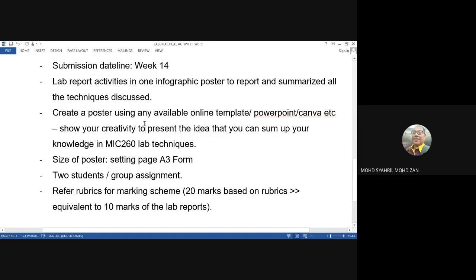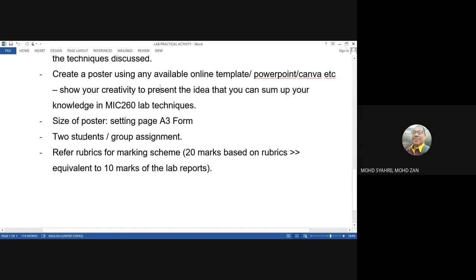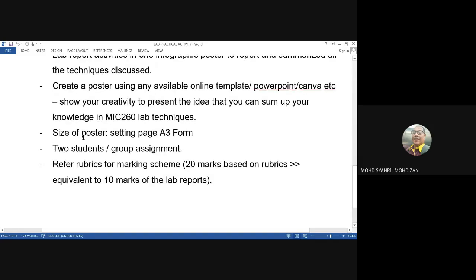So this one saya dah bagi rubrik dia. Okay, so rubrik ada dalam awak punya feature juga, so boleh tengok. Okay, size of the poster, setting page will be A3 form. Okay, alright. To do these posters, okay, you have to divide among yourselves in groups. So member per group adalah 2 orang. Okay, alright. Saya nak tahu ketua nanti dalam grup awak tu tolong listkan semua ahli-ahli, dalam satu kumpulan 2 pelajar.